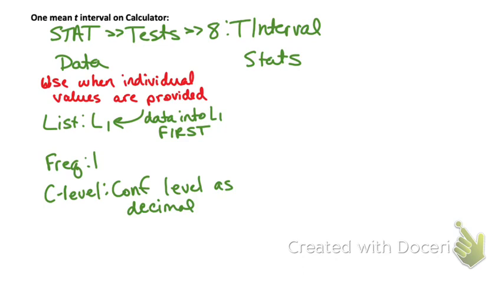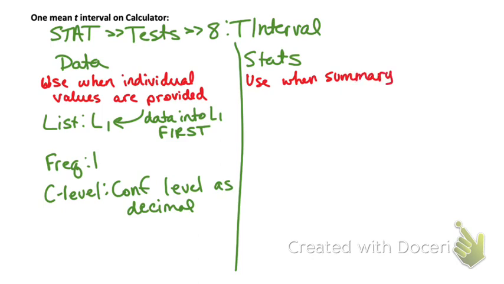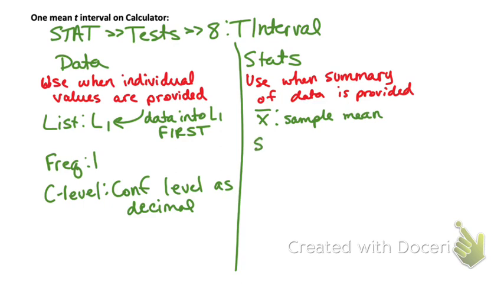Now, if you don't have the individual data, then your problem has to provide for you the mean of the sample and the standard deviation of the sample. So if you guys will, please hit the right arrow and then hit enter on stats. This is used when a summary of data is provided. Now notice in this situation, your calculator wants to know, hey, what was x bar? That's your sample mean. That would have to be given to you in the problem if you don't have the individual data to find it yourself. It wants to know what is Sx? That's your sample standard deviation. That has to be given to you in the problem. Otherwise, you need the data to find it yourself.